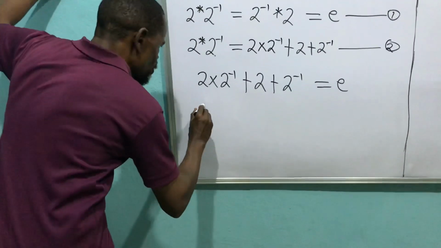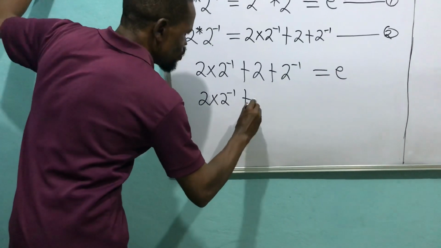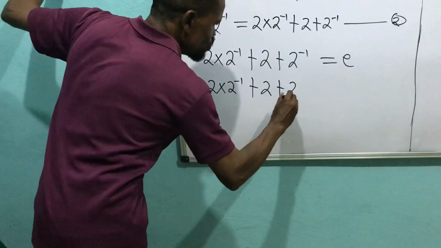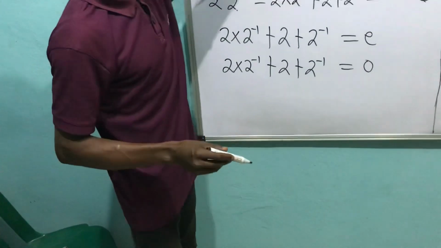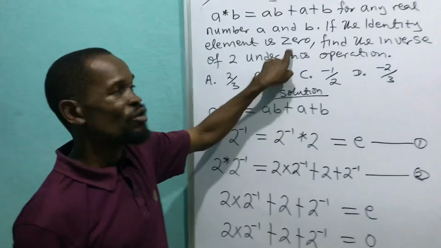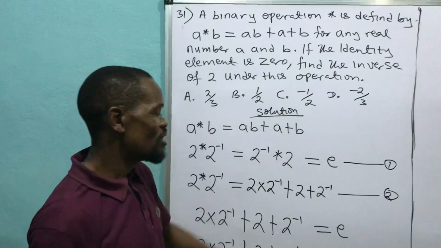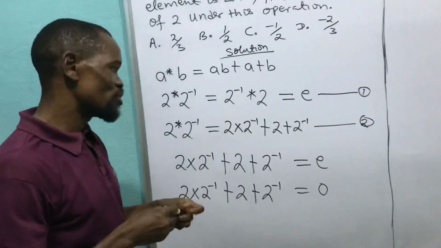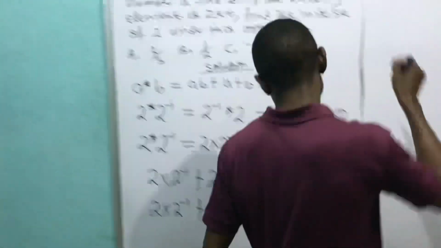And that means 2 times (2 minus 1) plus 2 plus 2 inverse is equal to 0. That's what they told me. If the identity element is 0, that means my identity element is 0. I first of all do that, and that gives me 0. I can come over here to finish it.